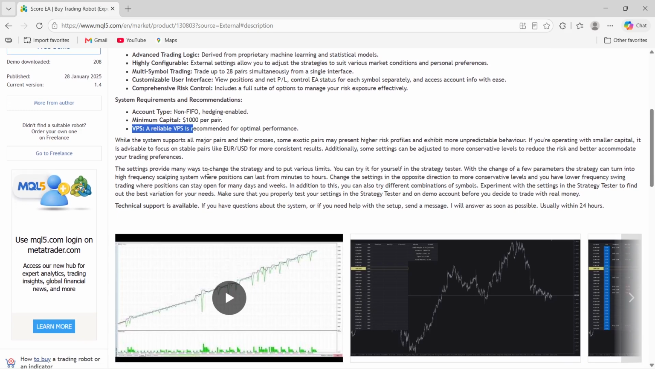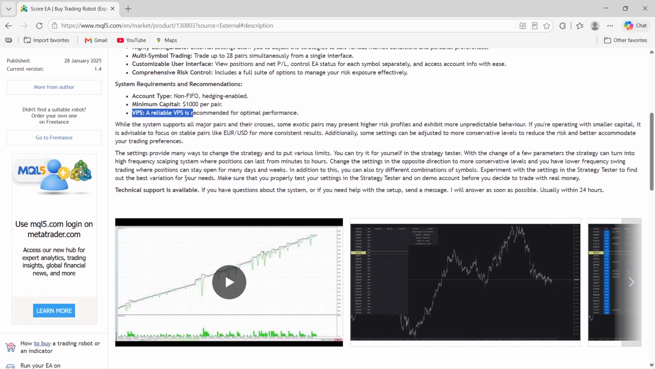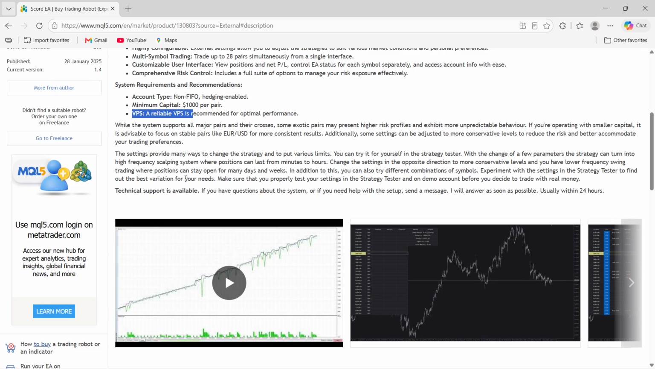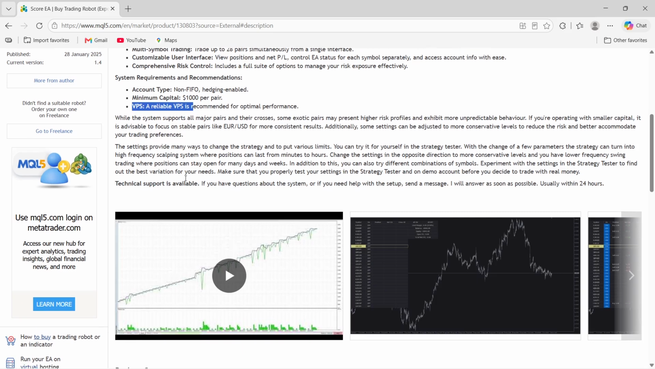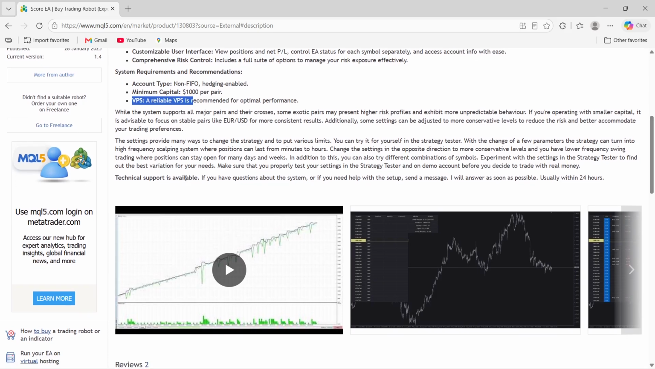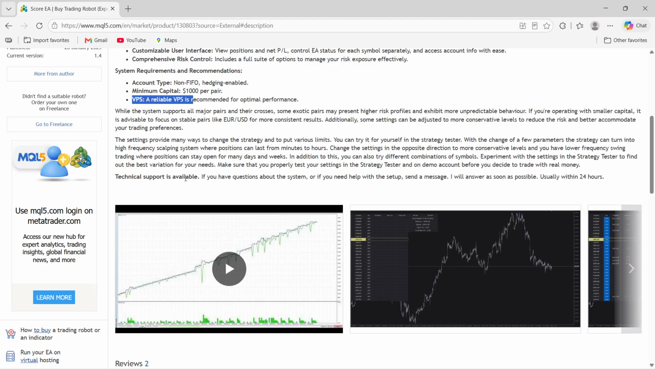All right. They encourage you to experiment in the MT5 strategy tester, tweak a few parameters, and you can turn it into a high frequency scalping system where trades last minutes to hours, or swing trading where trades might stay open for many days or even weeks. So that is the official story. Custom ML models, multi-pair engine, flexible risk and trade frequency, plus a strong emphasis on testing and proper capital.